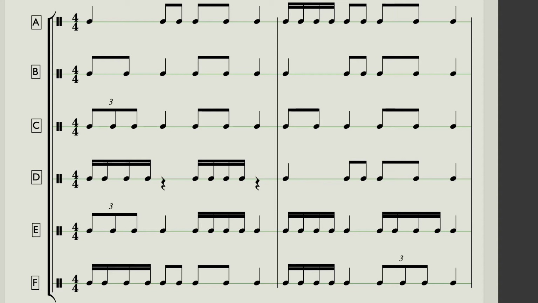E, triola ta. Ticka, ticka, ta. Ticka, ticka, ta. Ticka, ticka, ta. F, ticka, ticka, ti, ti, ti, ti, ta. Ticka, ticka, ta. Triola ta. I hope everybody got that.